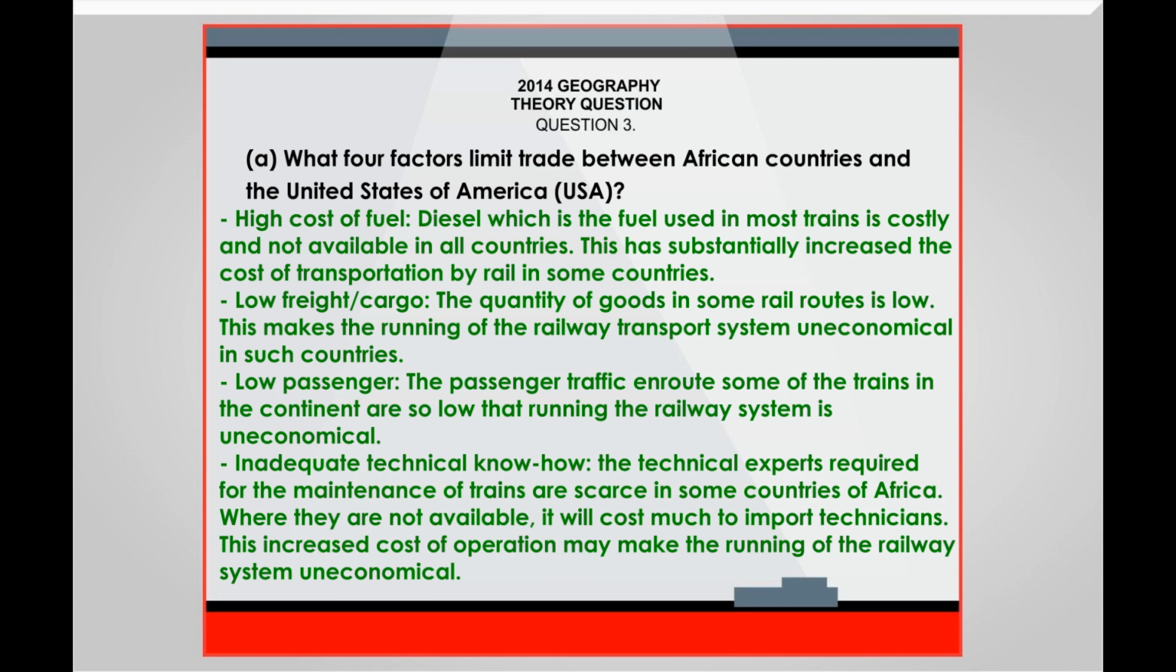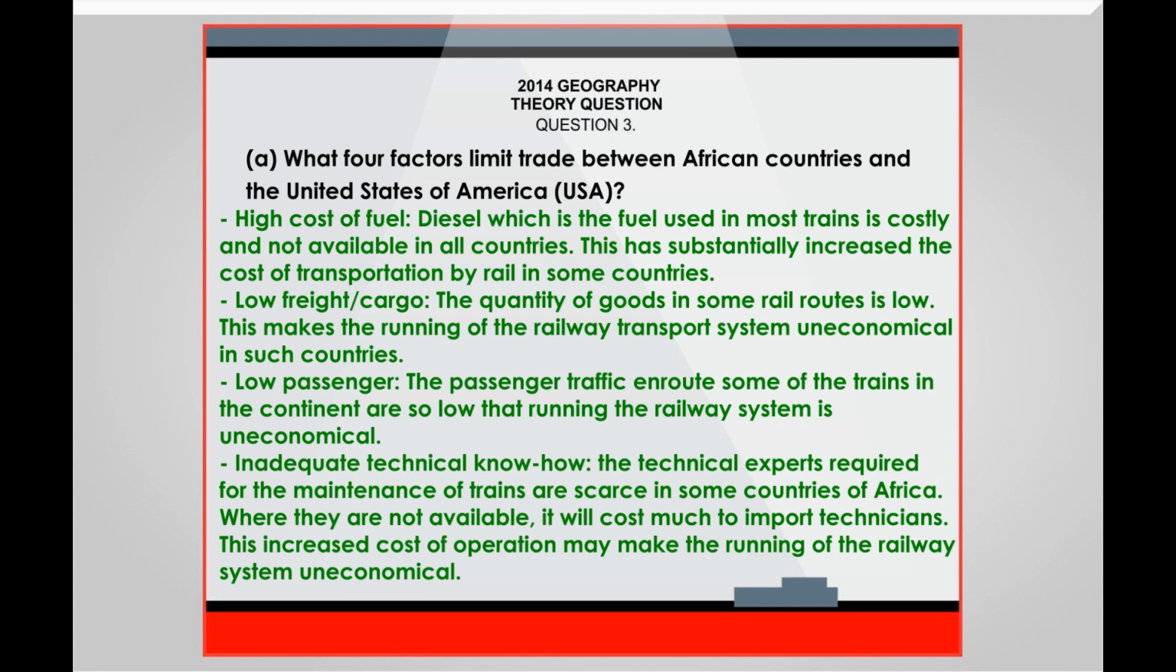Low freight/cargo. The quantity of goods in some railroads is low. This makes the running of the railway transport system uneconomical in such countries. Low passenger traffic. The passenger traffic en route on some of the trains in the continent is so low that running the railway system is uneconomical. Inadequate technical know-how.